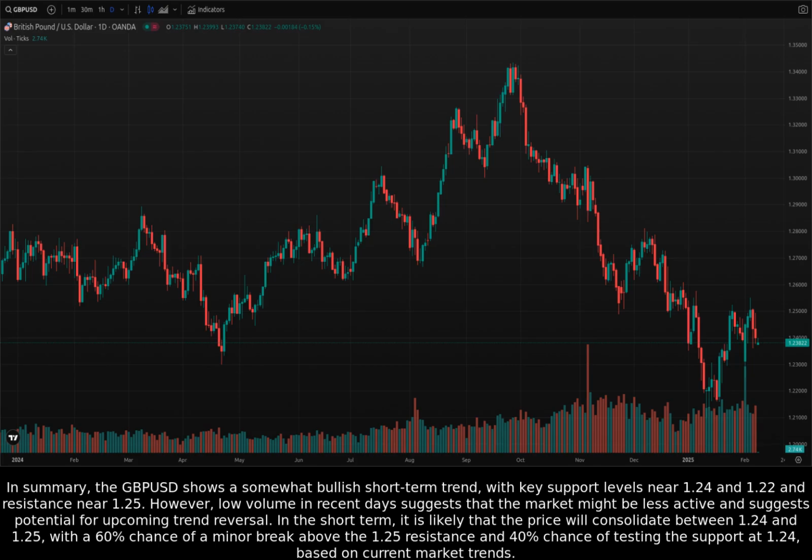In summary, the GBPUSD shows a somewhat bullish short-term trend, with key support levels near 1.24 and 1.22 and resistance near 1.25. However, low volume in recent days suggests that the market might be less active and suggests potential for an upcoming trend reversal. In the short term, it is likely that the price will consolidate between 1.24 and 1.25, with a 60% chance of a minor break above the 1.25 resistance and 40% chance of testing the support at 1.24, based on current market trends.